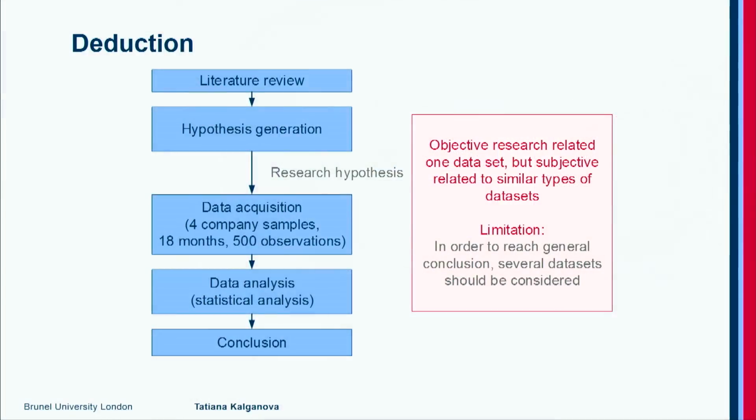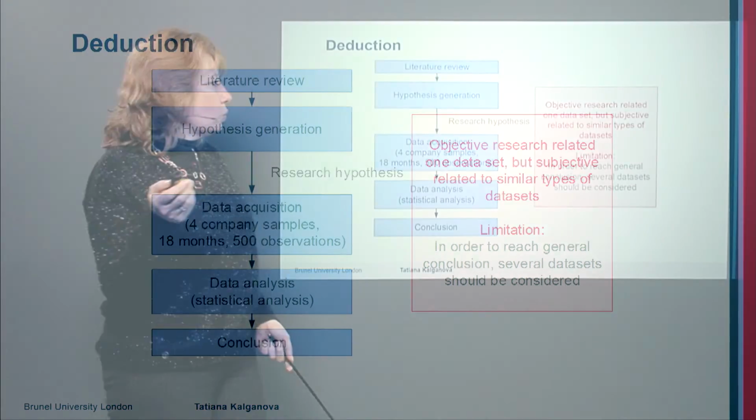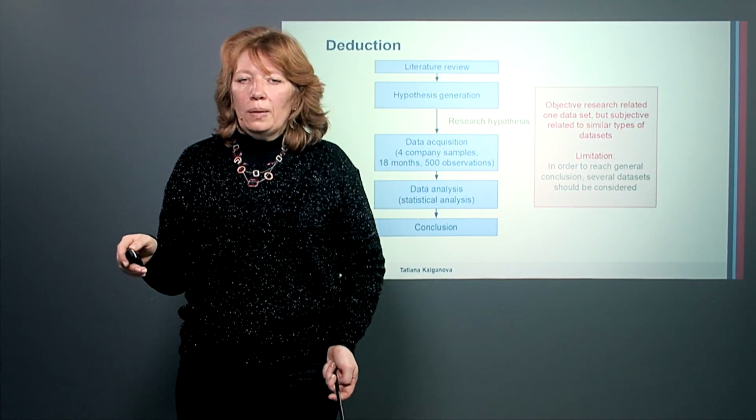Let's have a look at another example of our deduction process. Let's assume that the literature review doesn't have any problems, it has been properly reviewed and it was objective. We have hypothesis generation, which generates a number of research hypotheses. We have data acquisition. We have 4 company samples, 18 months, 500 observations, and we were using statistical analysis. Looking into all this, we can say, for example, that our research model can be related to one data set only, but is applicable to similar types of data sets.